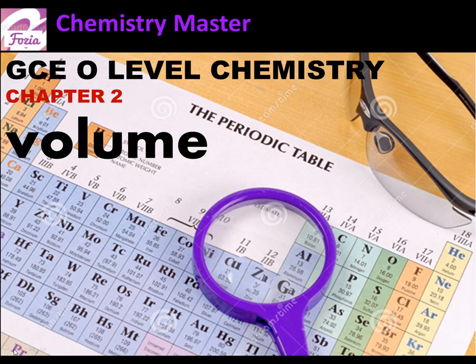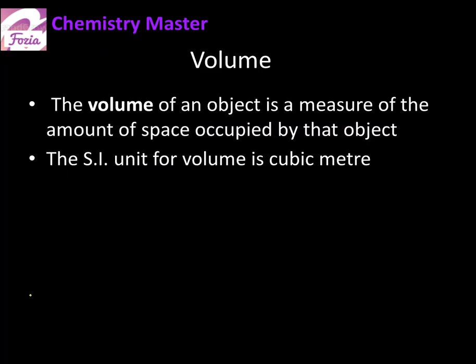My dear class, today we will cover a very important, very easy and commonly used unit for the measurement of volume. Now, we will begin from the definition of volume. Volume is how much space is occupied by any object. So it is defined as: the volume of an object is a measure of the amount of space occupied by that object.